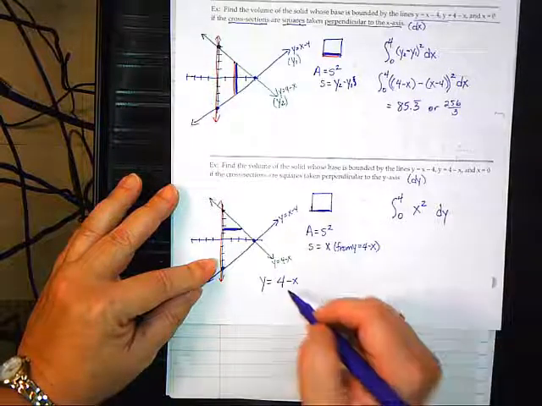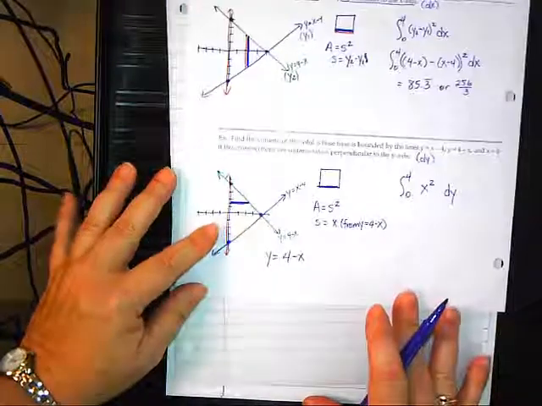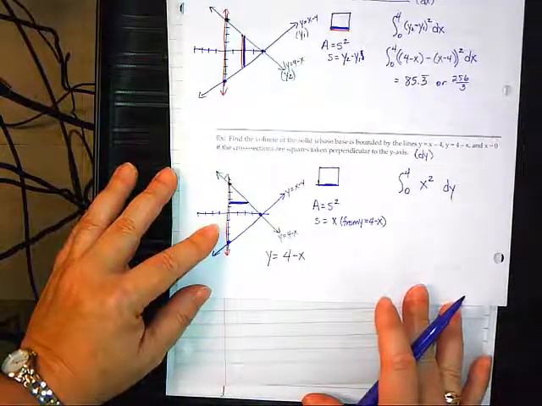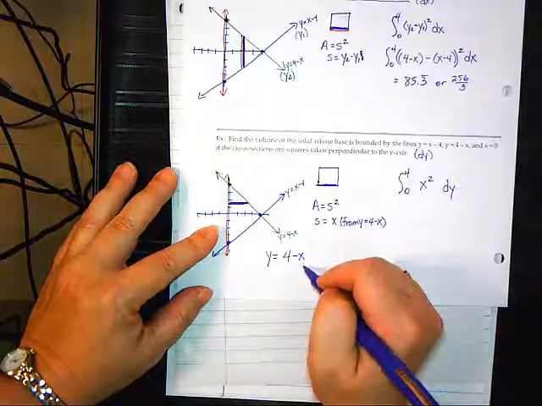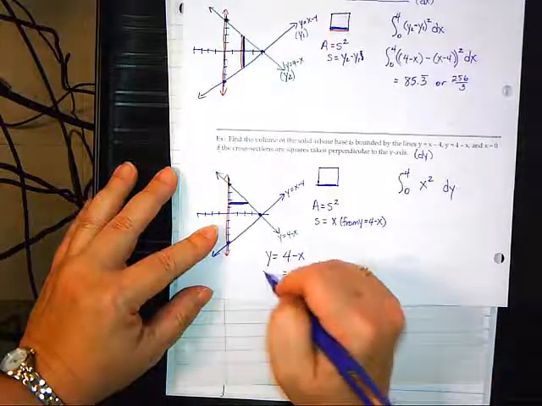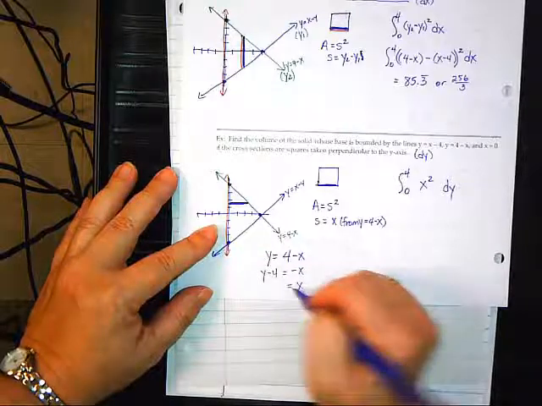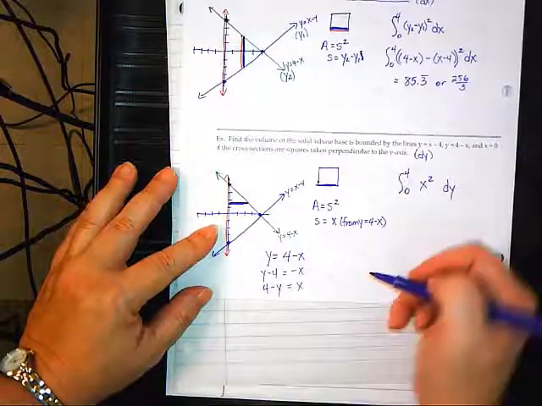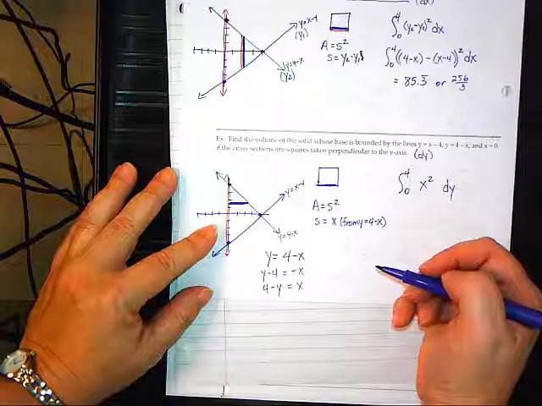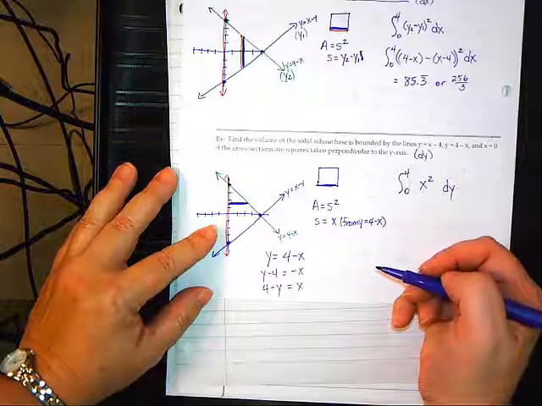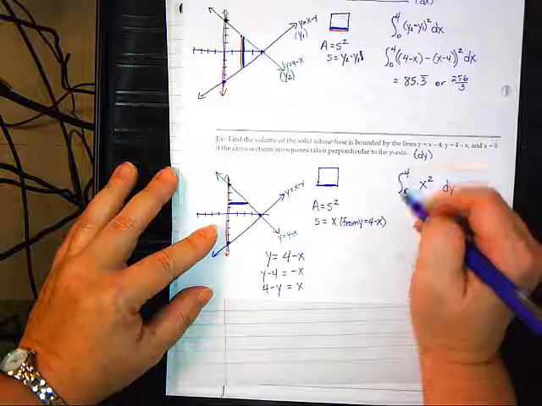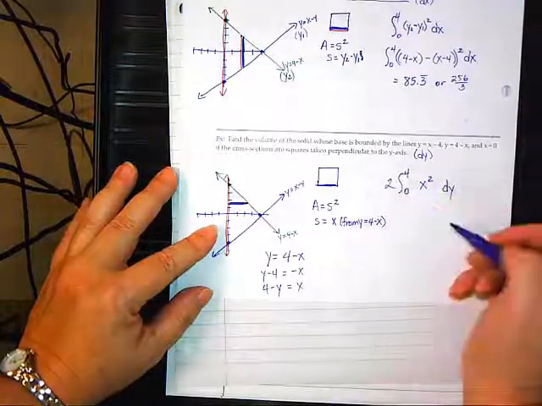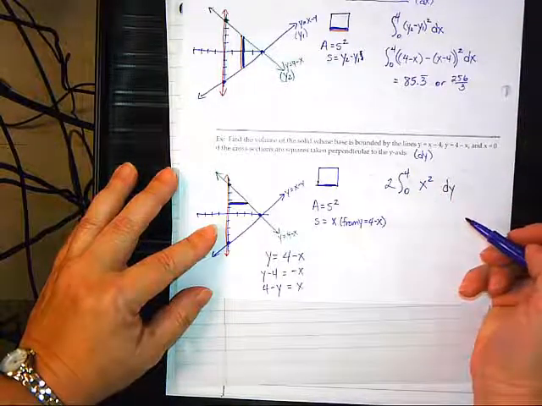Mm-hmm. Okay. Now, if you solve that for x, what are you going to get? Negative x equals y minus 4, so x equals 4 minus y. You all agree with that? Or negative y plus 4, same thing. So this is what gets substituted in here. But, oops, I forgot the 2. Why do I need the 2 again? Because you're doubling it. I'm doubling it.